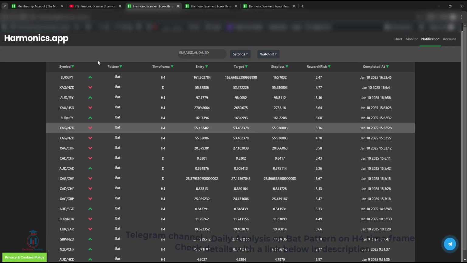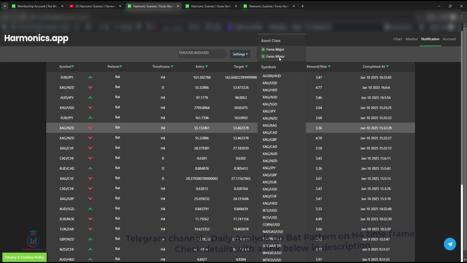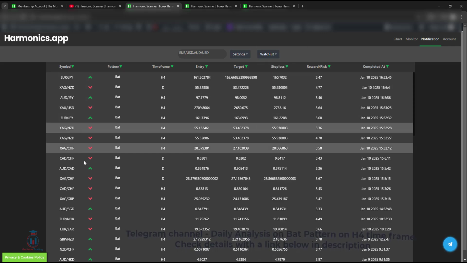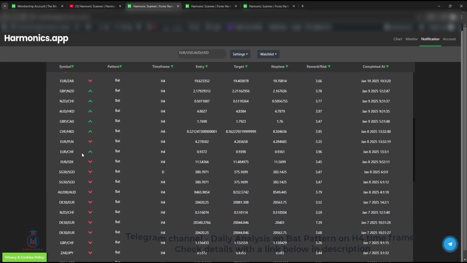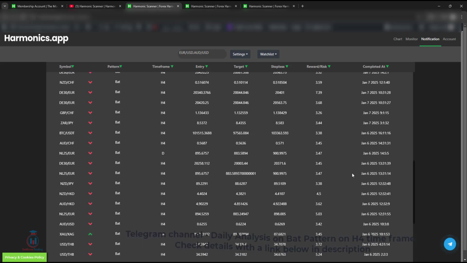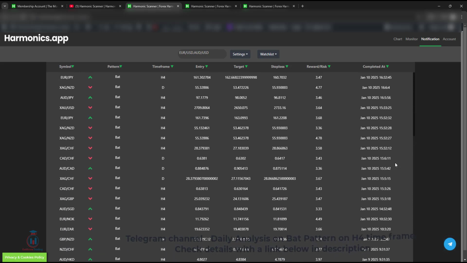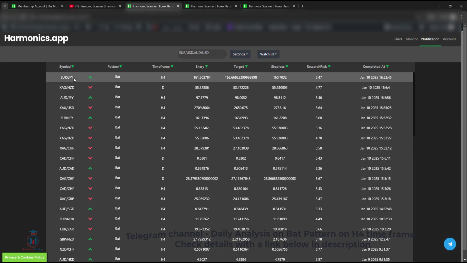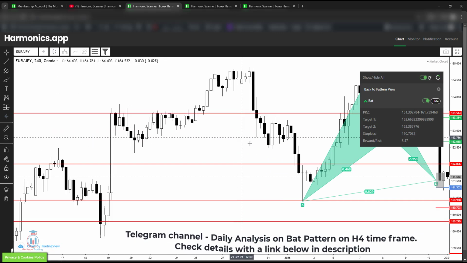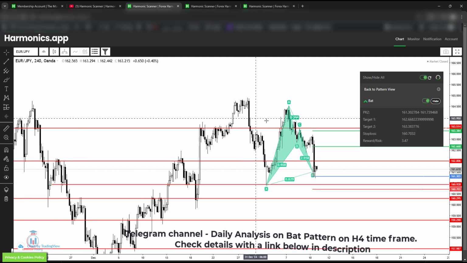And when the scanner detects on the daily or the 4-hour time frame a bat pattern on symbols I have defined here inside the watch list, it will be populated here. Now you can see I have a large list of all of the patterns that have been detected, and these patterns have been sent to Telegram because I have activated the Telegram bot to receive notifications when a pattern has been formed. So when I click on it, for example on this one, Euro Japanese Yen, I immediately open the chart to see how this pattern looks on the chart currently.